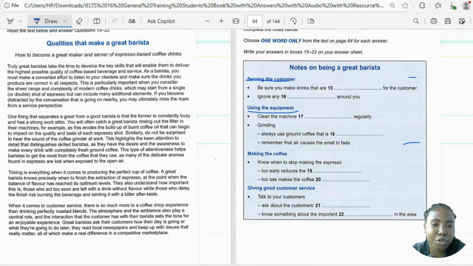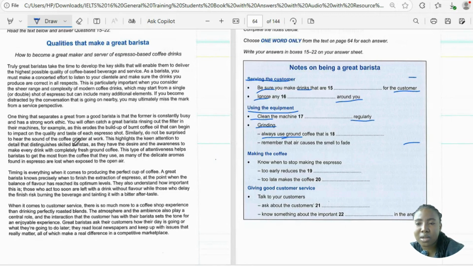15 says, be sure you make drinks that are dash for the customer. Sure, drinks, and then customer. 16 says, ignore any dash around you. Ignore what? Around you. And then 17 says, clean the machine dash regularly. Clean, and then regularly. And 18 has to do with grinding, and it says, always use ground coffee that is dash. So always use ground, and then that is what. All right, so what I have done is I've highlighted my question.